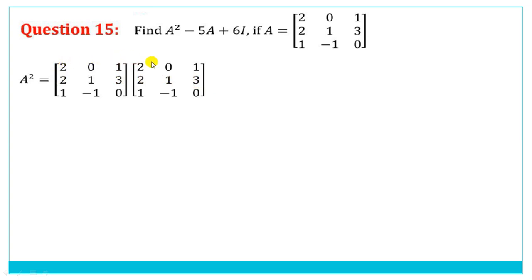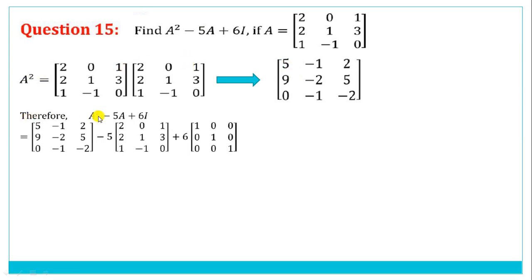I am not going to go into detail of the multiplication because I have already explained how it works. First row, first column, and then first row, second column, and then the first row, third column. The same goes for the second row and third row. So I'm just going to simply write the answer here. This is what A squared we'll get after the multiplication of these two. Okay, and then you simply solve it.